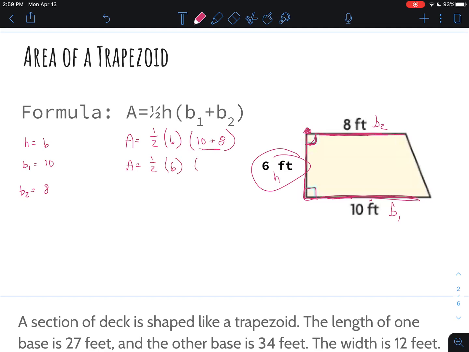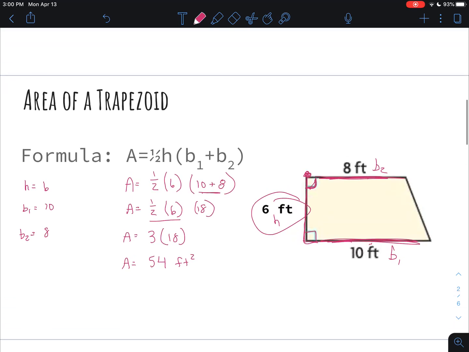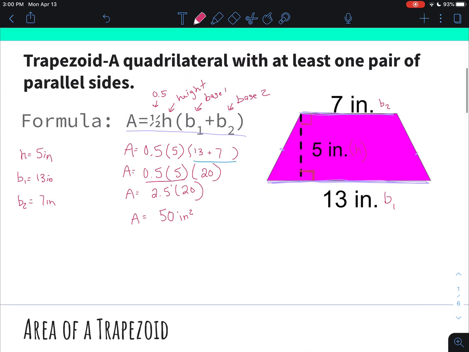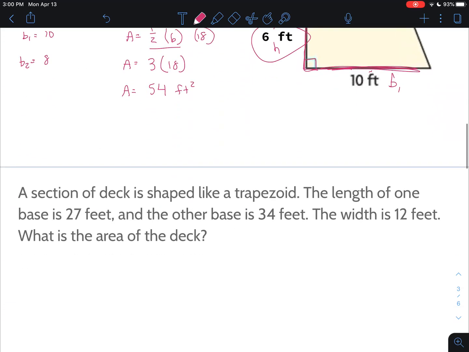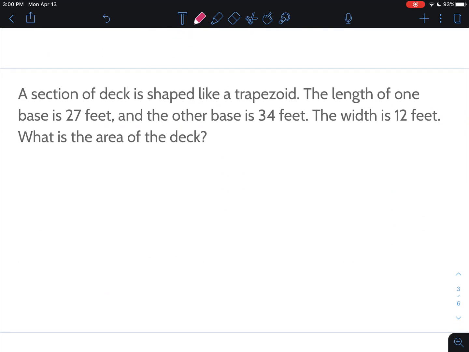Area equals 1/2 times 6 times 18. So now we're going to multiply left to right. Area is 1/2 of 6, or 0.5 times 6, should be 3. Then you multiply 3 times 18, and you should get 54 square feet for the area. Okay, so those are your two different types of trapezoids. You may have one with a 90-degree angle side, or it could look like that. Either one is going to be in your practice.